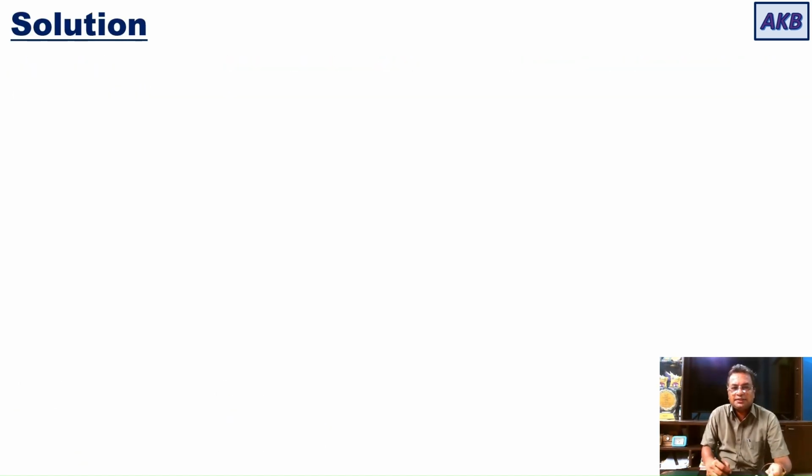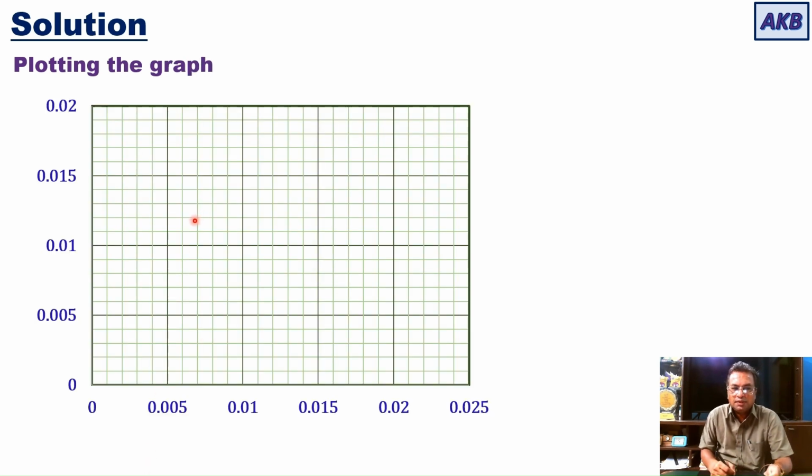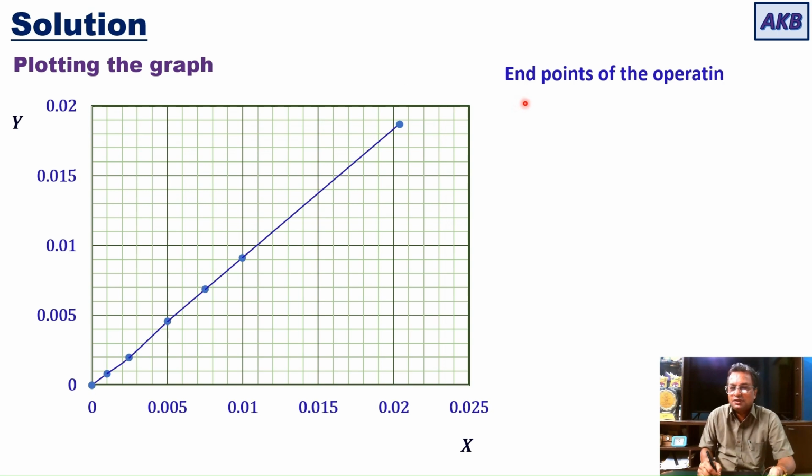Okay, now the next step is plotting the graph. For plotting the graph, I have used the same scales on both axes. On the x-axis, we are plotting capital X, and on the y-axis, we are plotting capital Y. If you plot the given data, you will get a curve, which is the equilibrium curve. After plotting the graph, we need to plot the operating line.